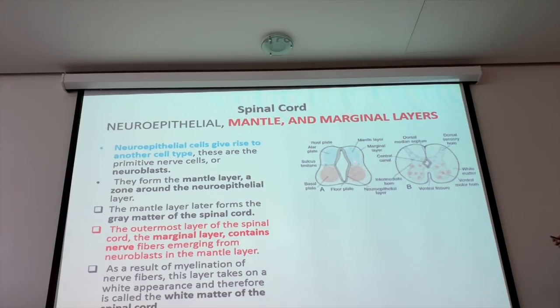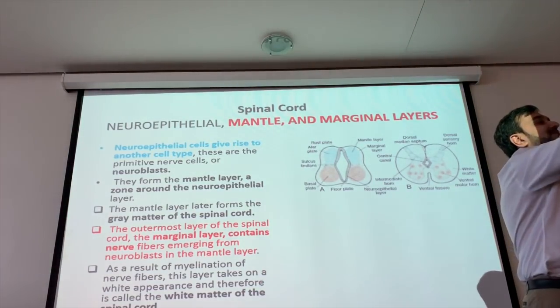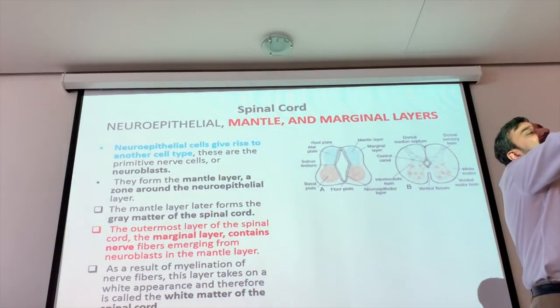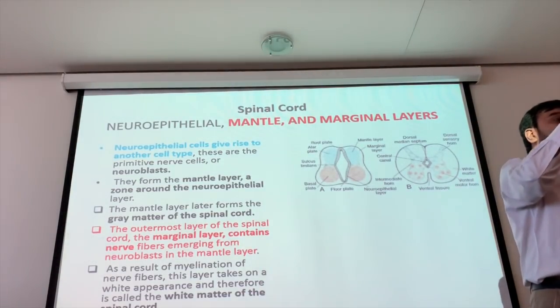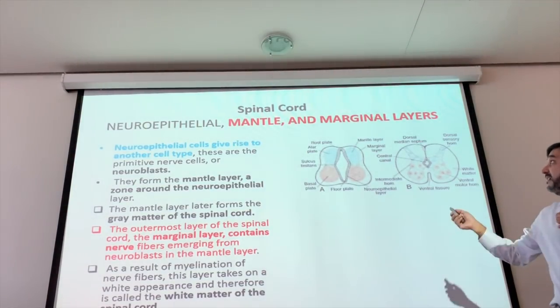Then outside the mantle layer, you have another area which you can see here. This is called the marginal layer. This marginal layer is going to be formed by the processes of the neuroblasts, which are going to extend into the marginal layer. The axons of the neuroblasts, as they differentiate, give rise to the marginal layer. So if you see the adult spinal cord, there's a central canal, there's the anterior gray matter, the posterior gray matter, and then you have the white matter.